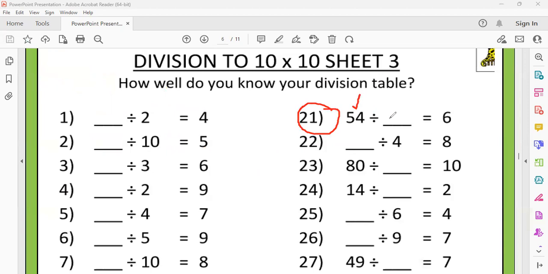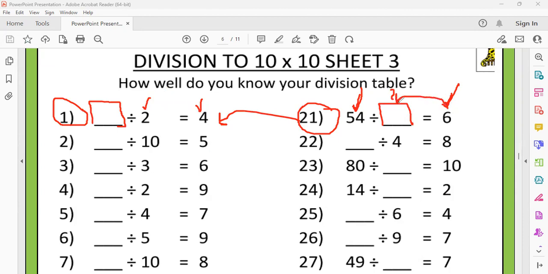54 divide by something gives you 6. Now this question is very different from this. Number 1 and number 21 are two different questions. If you look at it, here the first number is missing, the dividend. The divisor is there, the quotient is there. Over here, the dividend is there, but the divisor is missing. Divide by something is missing, but the quotient is still there. So now how do I do this? Do I multiply or divide? You do a division. 54 divided by 6 will give you this answer.